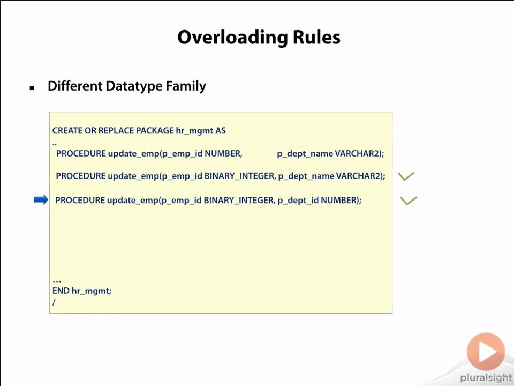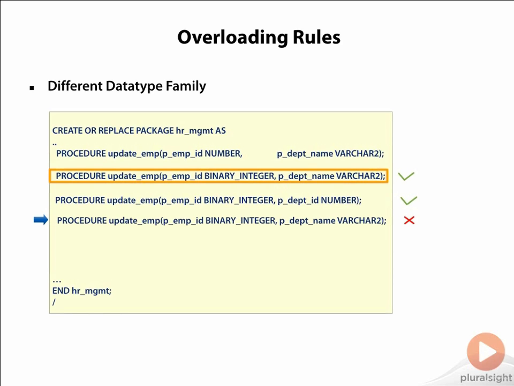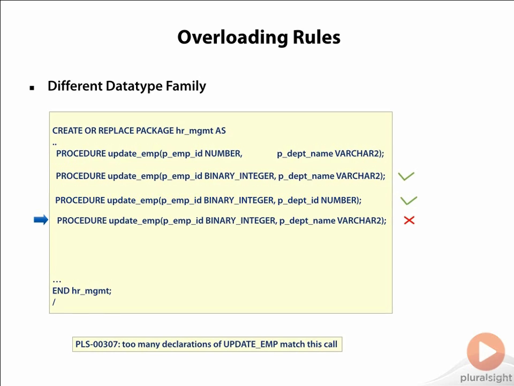In the third implementation, the first parameter is the same, but the second parameter is a number. So the first parameter of type binary integer and the second parameter of type number is different from the previous two implementations, and so this overload is also valid. The next implementation is exactly the same as the second one, and the compiler will catch it and give you an error, PLS-00307, too many declarations of update EMP match this call. In this case, the compiler catches the error during compilation.